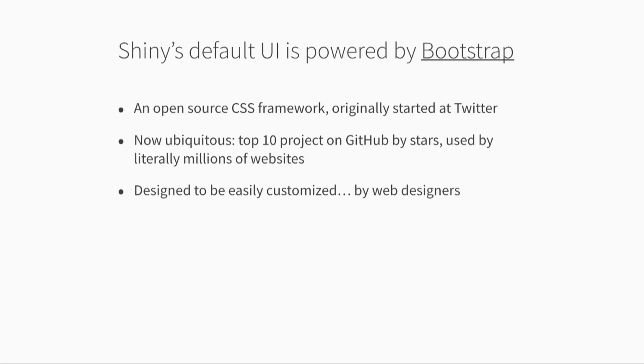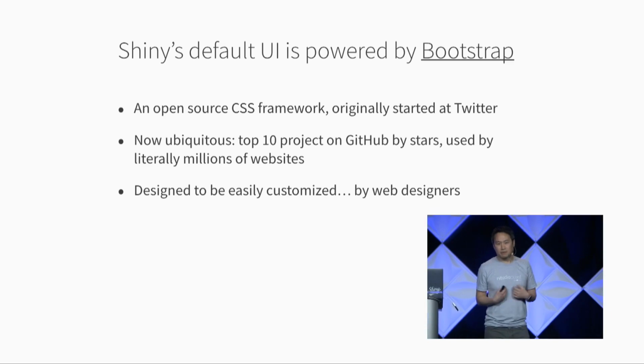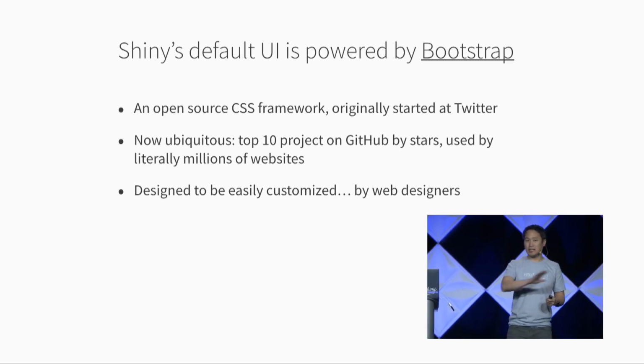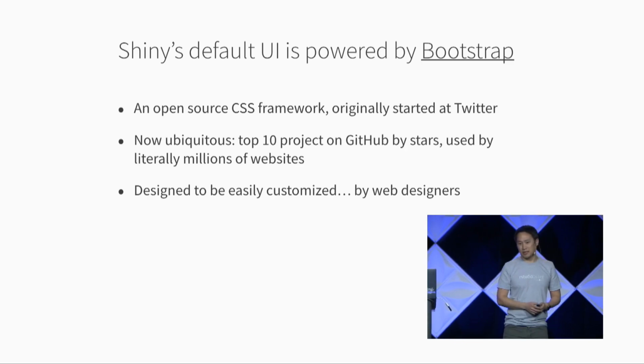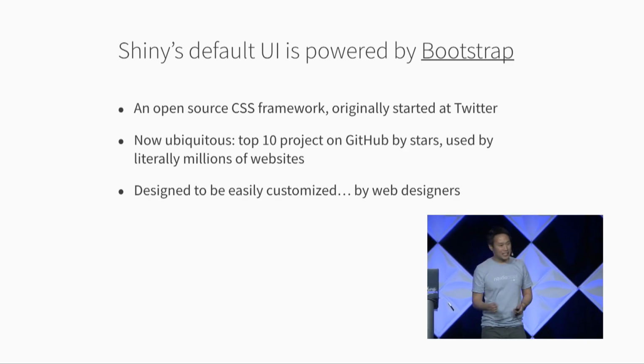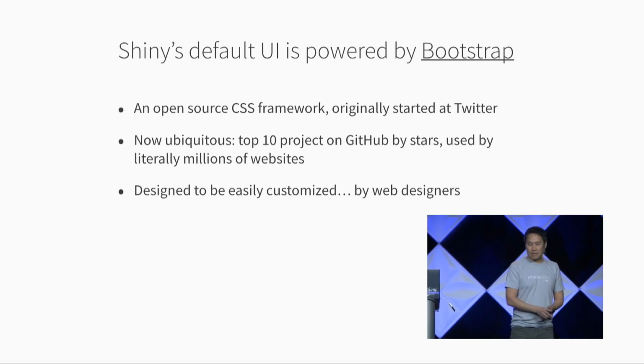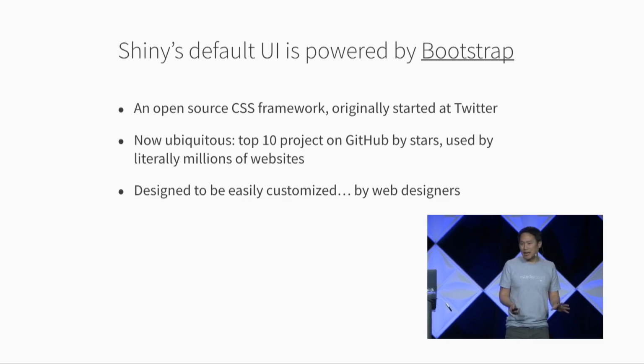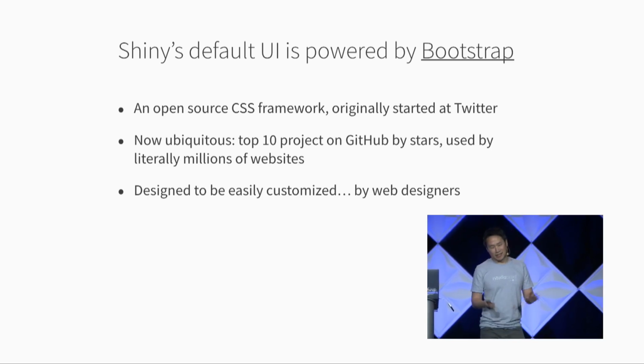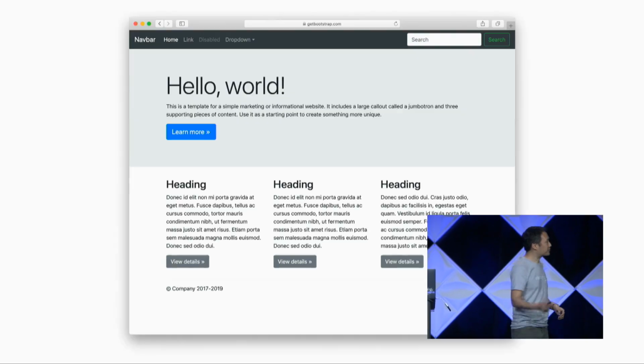So Shiny's default UI is powered by Bootstrap, which is not a piece of software that we created. It was created originally at Twitter and is now independent. And this is one of the most popular pieces of software in the world today. It is the #6 most popular GitHub project by stars across all of GitHub. And it was designed to be easily customized, but easily customized by web designers. They weren't thinking of our users, unfortunately.